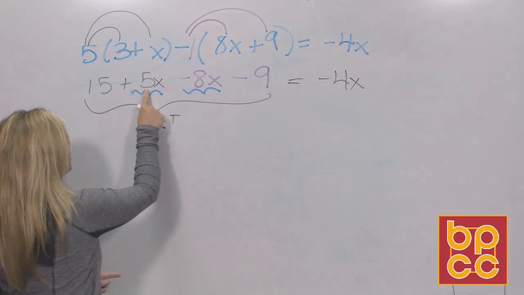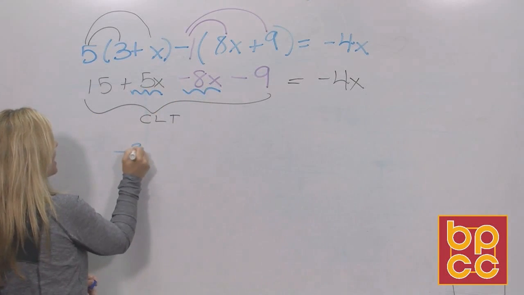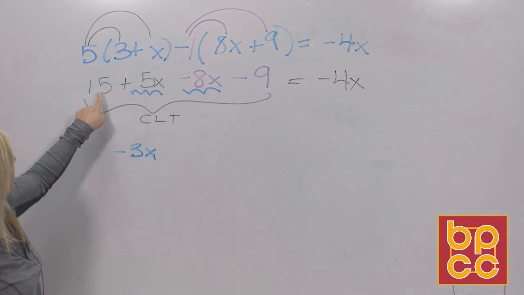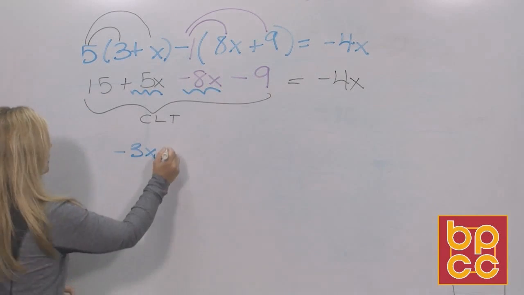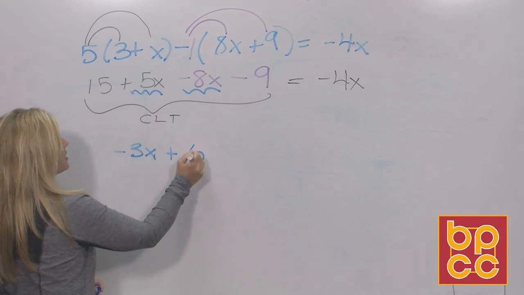What is 5x minus 8x? That's negative 3x. Then I'm going to collect my numbers, my constants. What's 15 and a negative 9? That would make a positive 6.